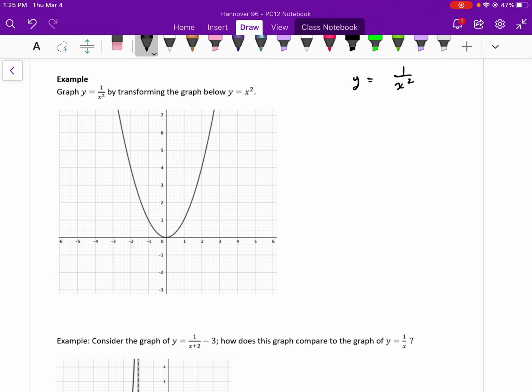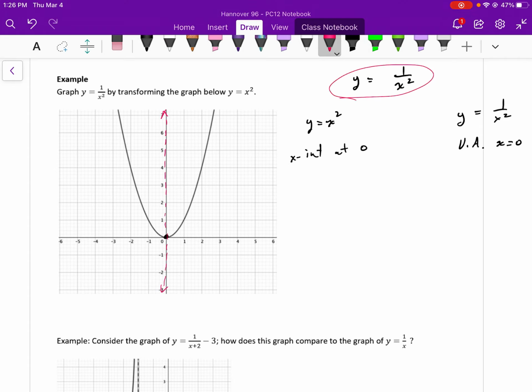So what I notice is that y is equal to x squared has an x-intercept at 0. So that would imply y is equal to 1 over x squared is going to have a vertical asymptote at x is equal to 0. So in black, I have denoted my x-intercept. In red here is going to represent all of my reciprocal functions notation. So there it is. I have a vertical asymptote at x is equal to 0.